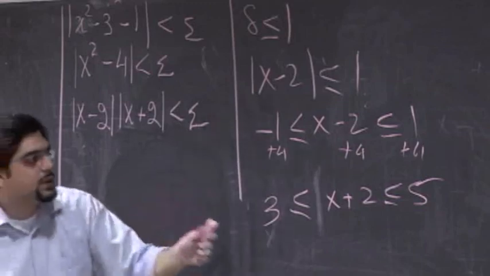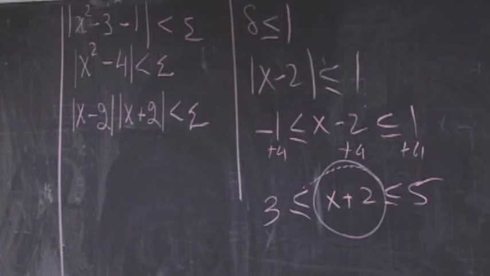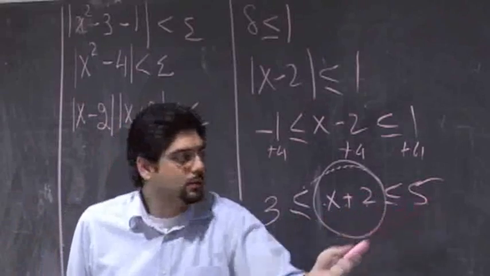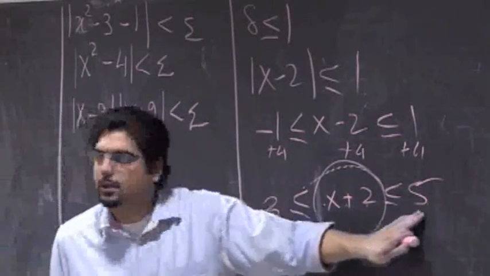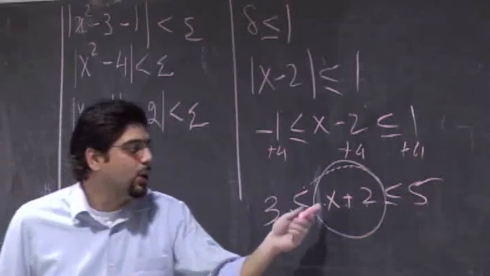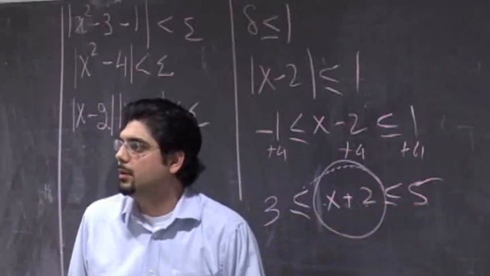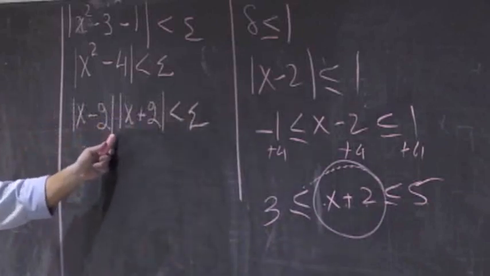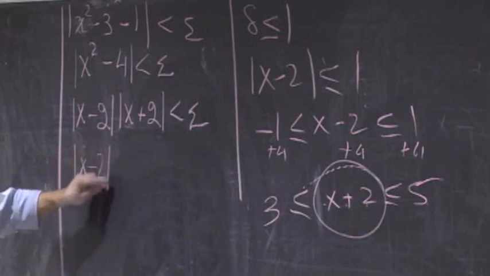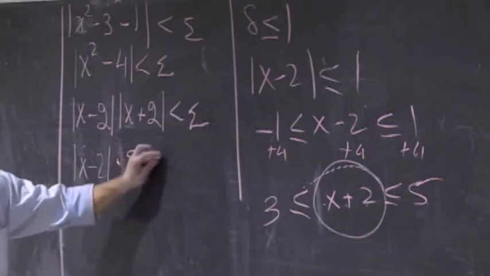What's the worst case scenario for x plus 2? What's the largest it could be? X plus 2 is at most 5. I'm not saying where x is, I'm saying x plus 2 is at most 5. That's the worst case scenario, and we want this to work even in that worst case scenario. So just put 5 times x minus 2 less than epsilon.